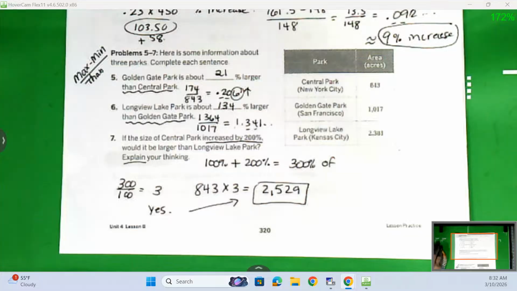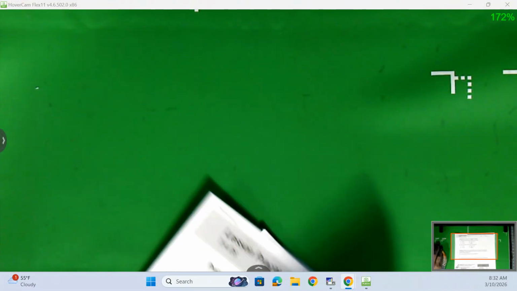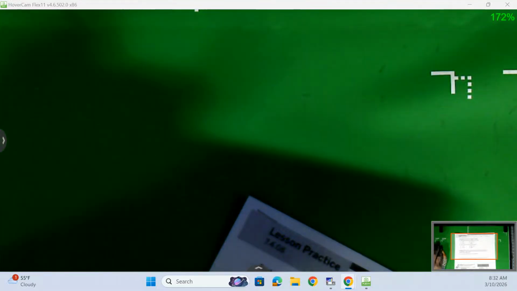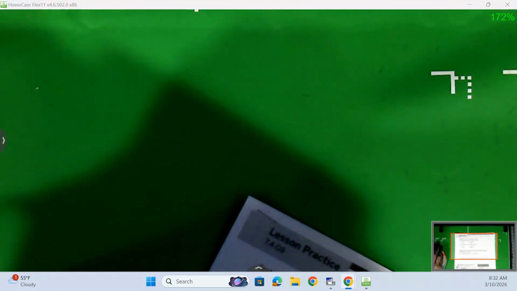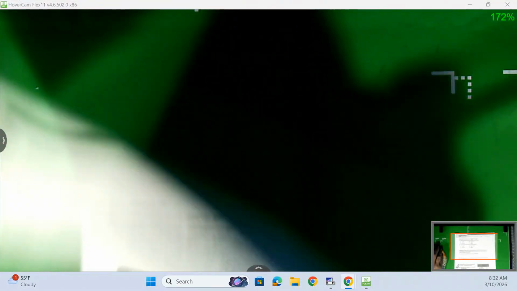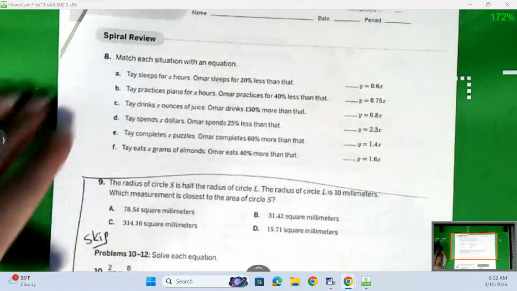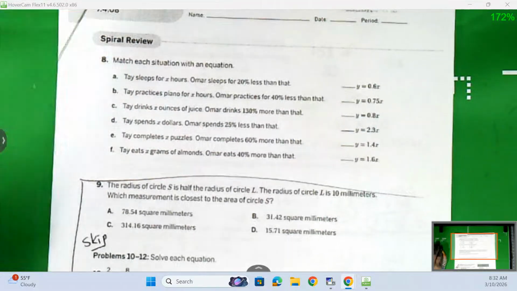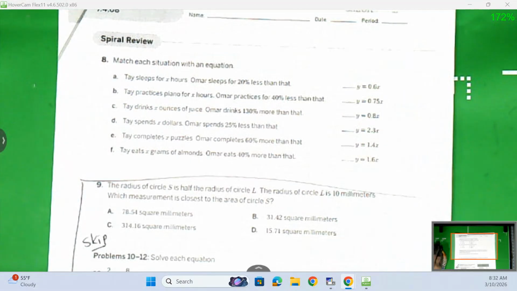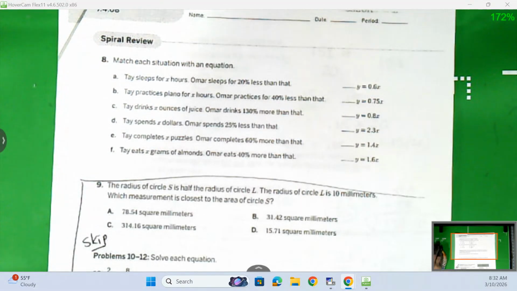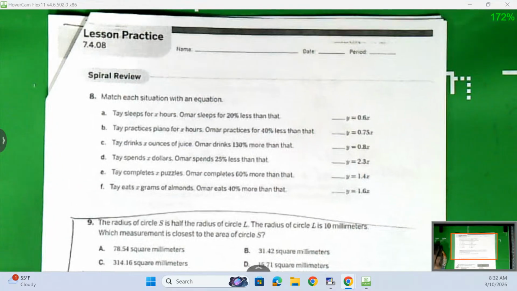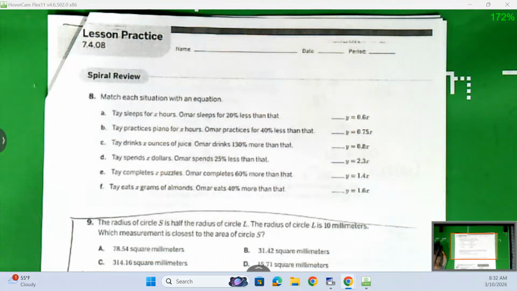Okay, we're on to page 321. Question number 8, which is matching each situation. This is a spiral review. Match each situation to an equation. So I will start with 8A and 8B, and then I want you to pause the video, try to match up the rest, and then turn the video back on to check your answers.